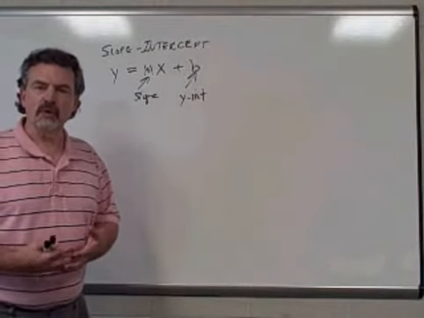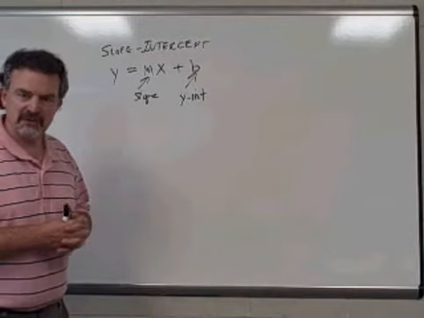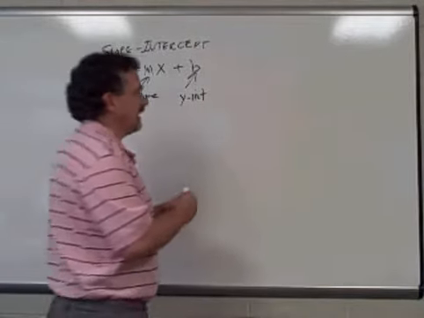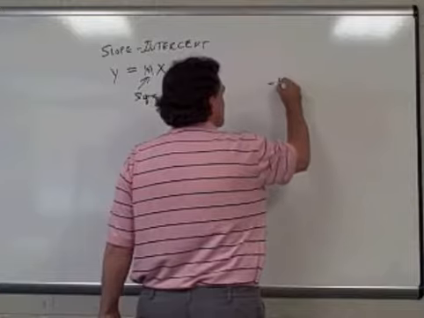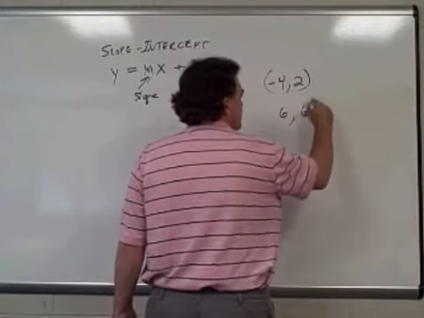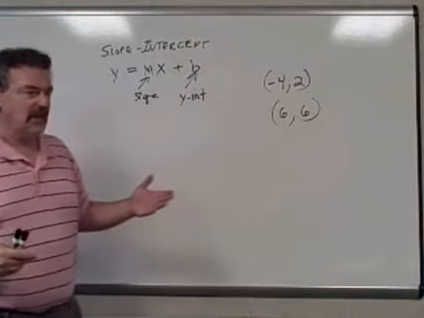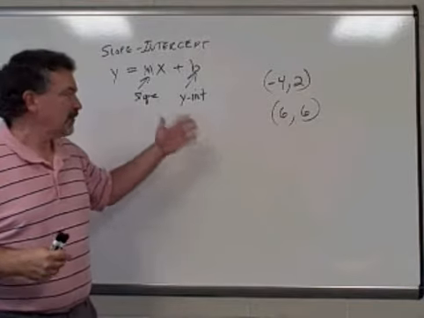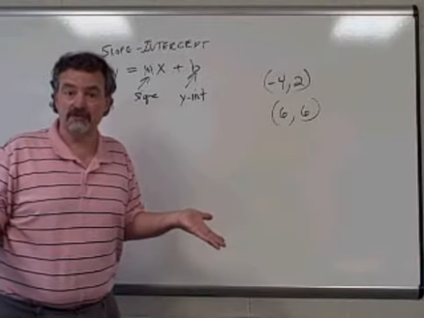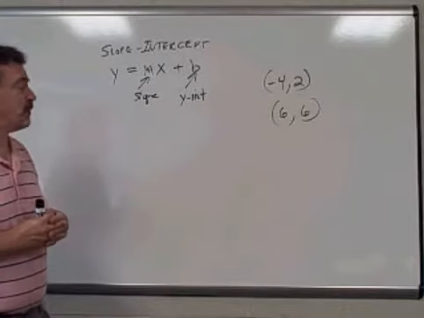Let's look at another example where we're wanting to find the equation that matches up to a particular line. Let's suppose we are told that we have a line that passes through the points (-4, 2) and (6, 6). If we were to plot those 2 points on the Cartesian coordinate plane, there's a straight line that we could draw between those 2 points. That's all that's required to define a straight line, is 2 points. So there's a straight line that contains those 2 points.